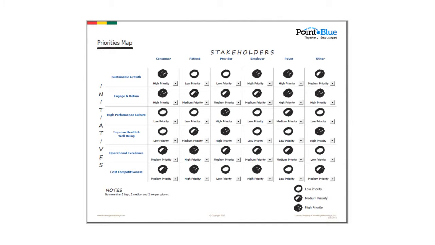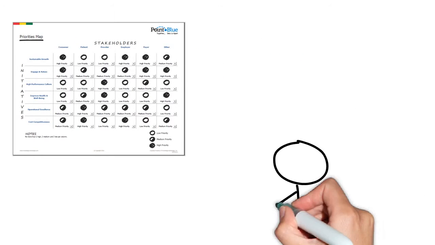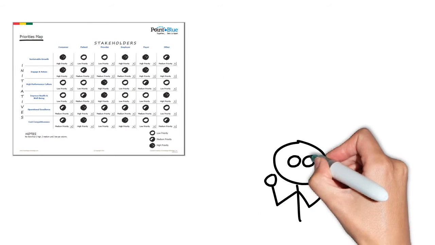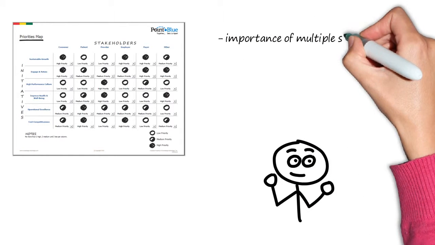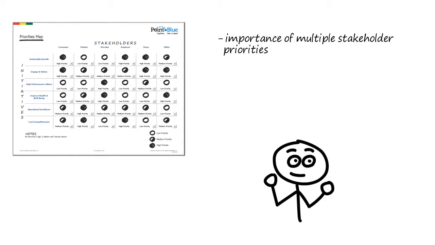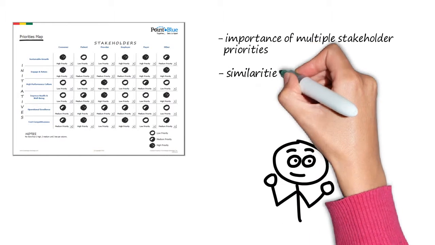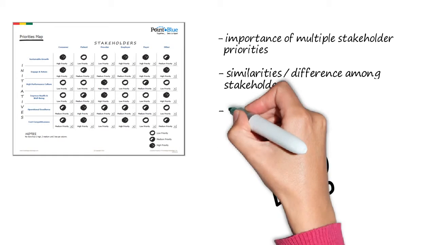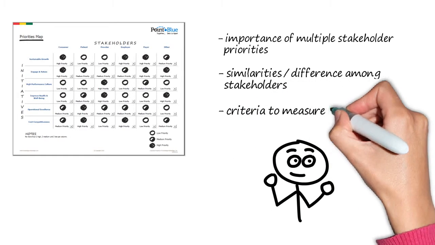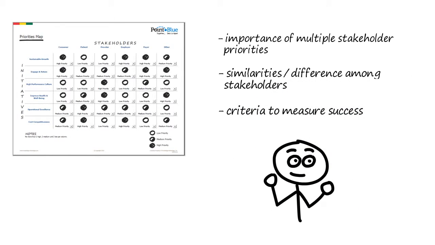As this example highlights, there are a number of expected outcomes you can count on whenever you use a Priorities Map with a group of stakeholders. Clear view of the relative importance of multiple stakeholder priorities, understanding of similarities and differences among stakeholders, definition of criteria by which stakeholders measure success.